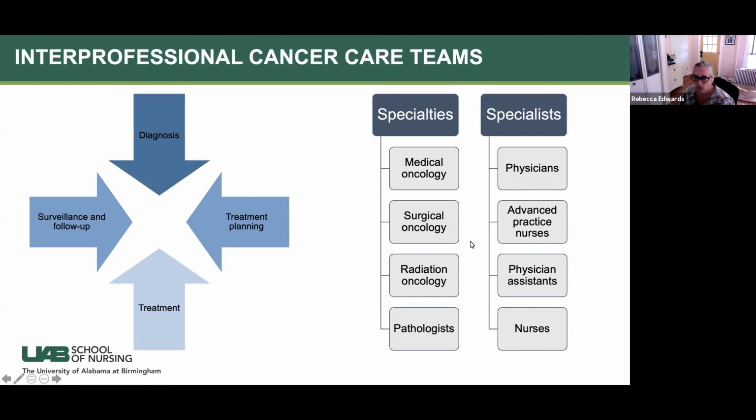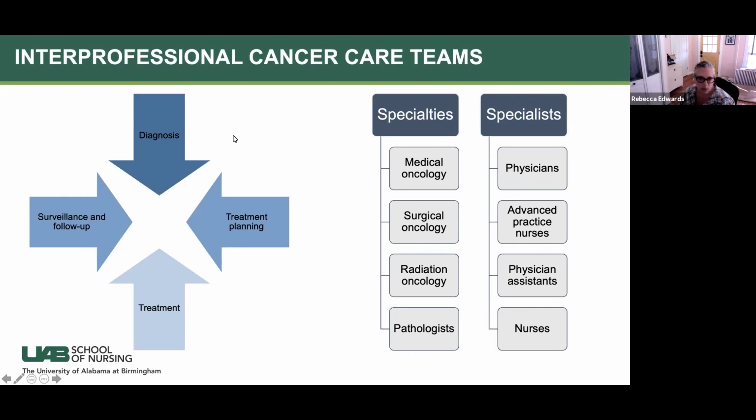And the specialists who are usually involved in these interprofessional cancer care teams are physicians, advanced practice nurses, physician assistants, and nurses. And I would say that as a general rule, but not always, advanced practice nurses tend to be more in the US involved with medical oncology and radiation oncology. Some are involved with surgical oncology, but not as many as physician assistants. Physician assistants tend to migrate towards the surgical oncology aspects of cancer care.